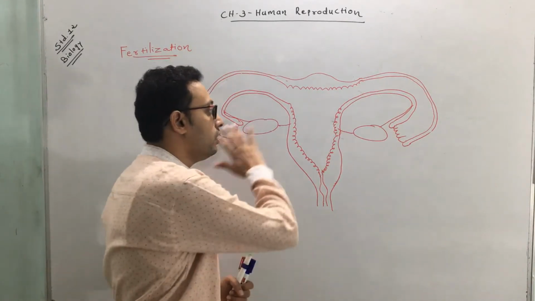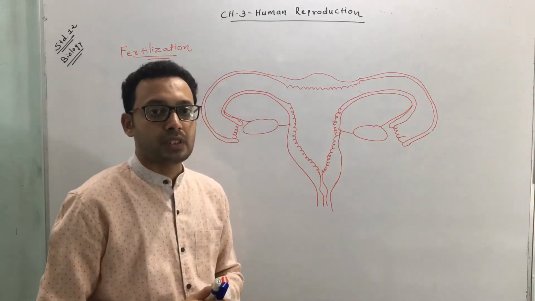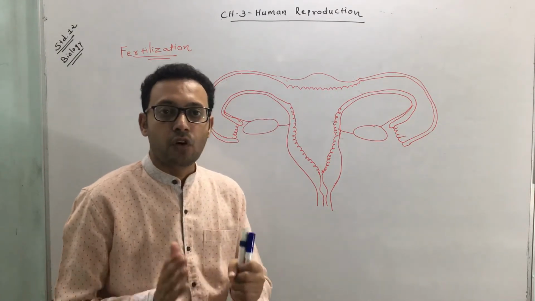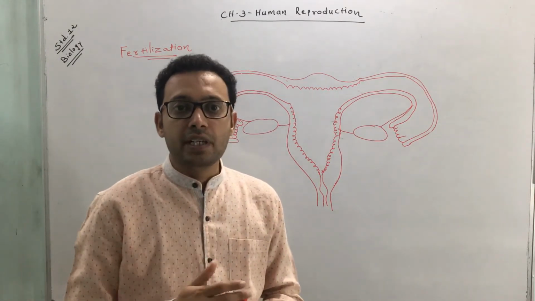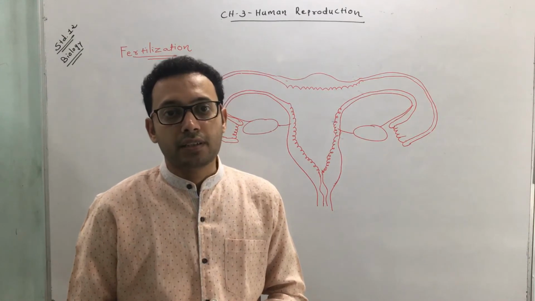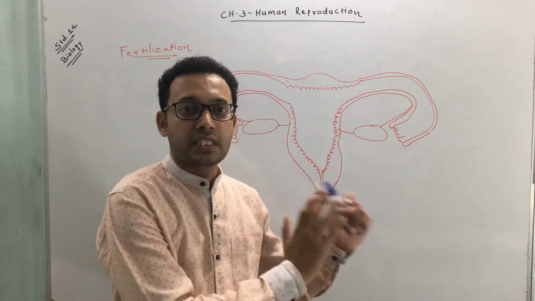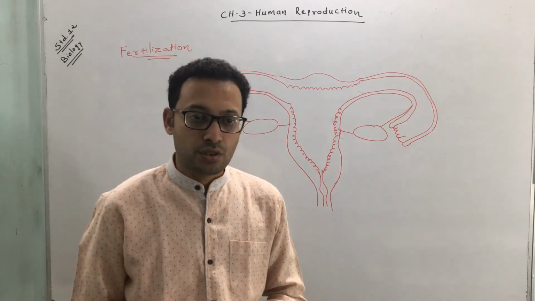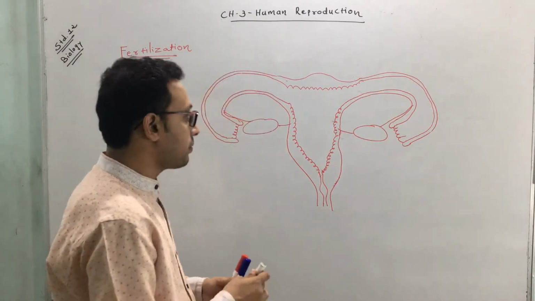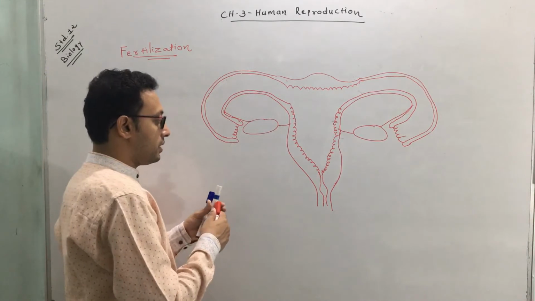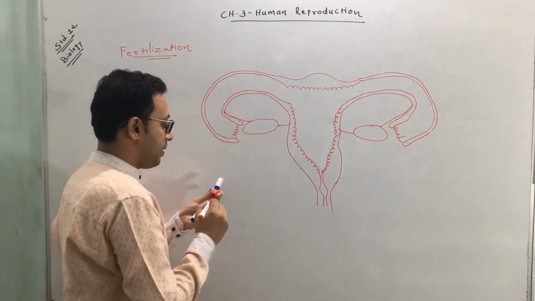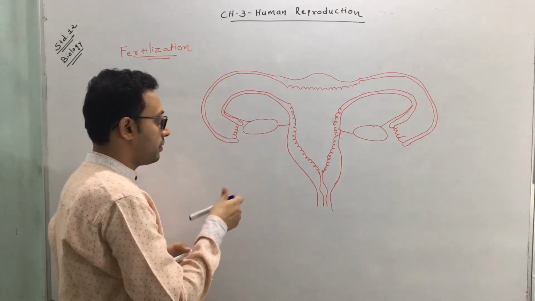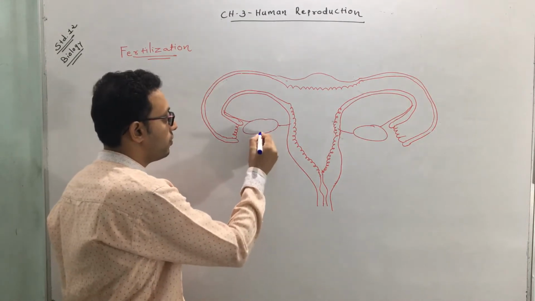So I have just drawn a diagram of a female reproductive system. We have already learned the female reproductive system and its parts, but I am just revising so that you can better understand the fertilization process. You know that the main primary part of the female reproductive system consists of two ovaries.